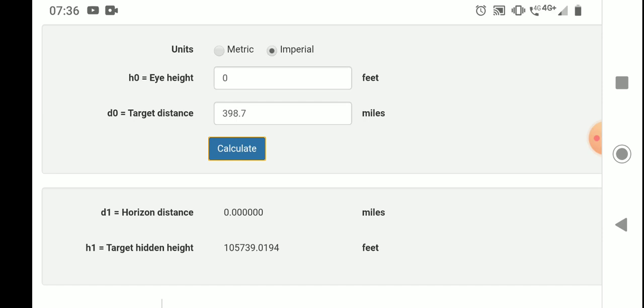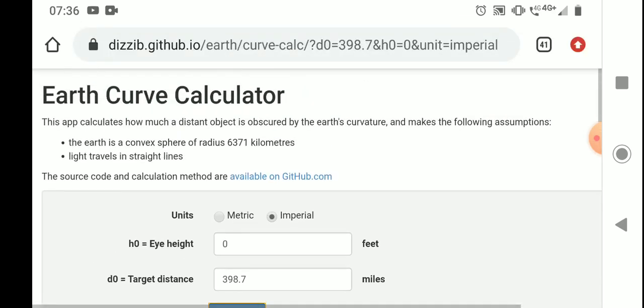And we get 105,739 feet of curve, okay? So near enough the same amount of curvature as the balloon is high. So pretty much 20 miles. So let's go back to the footage.